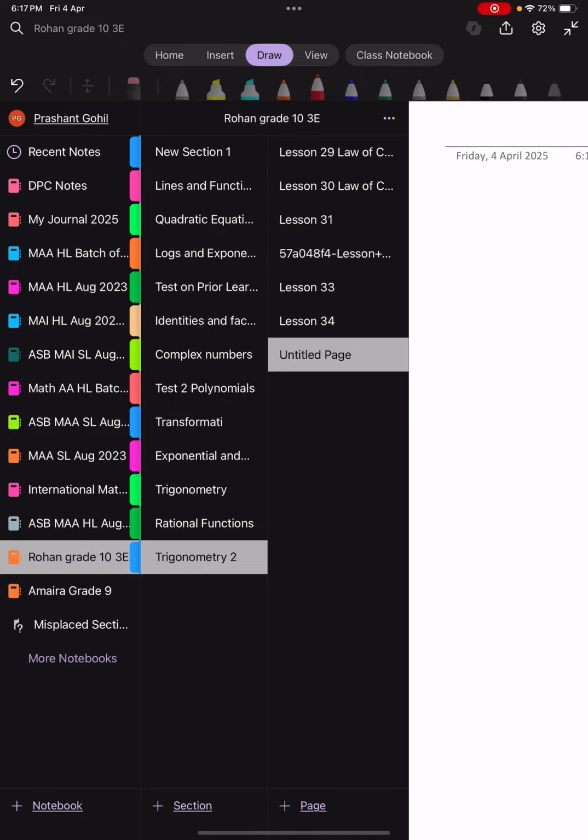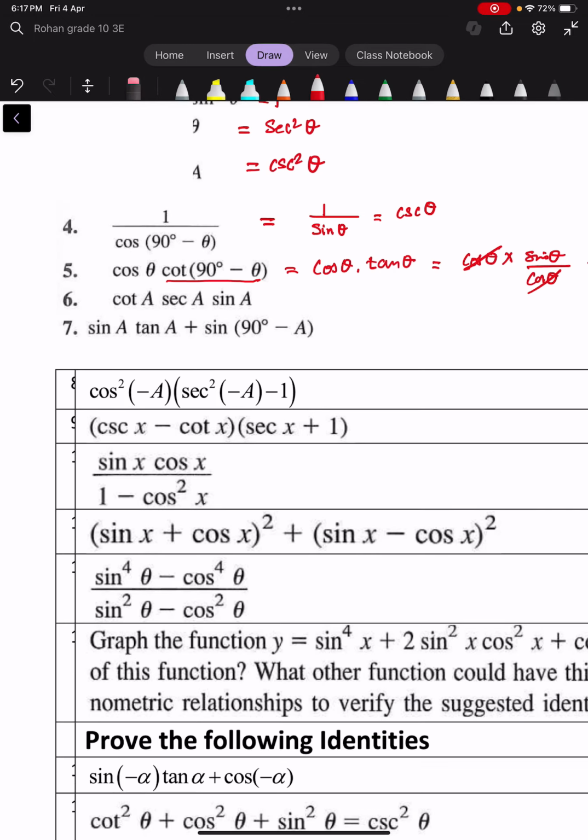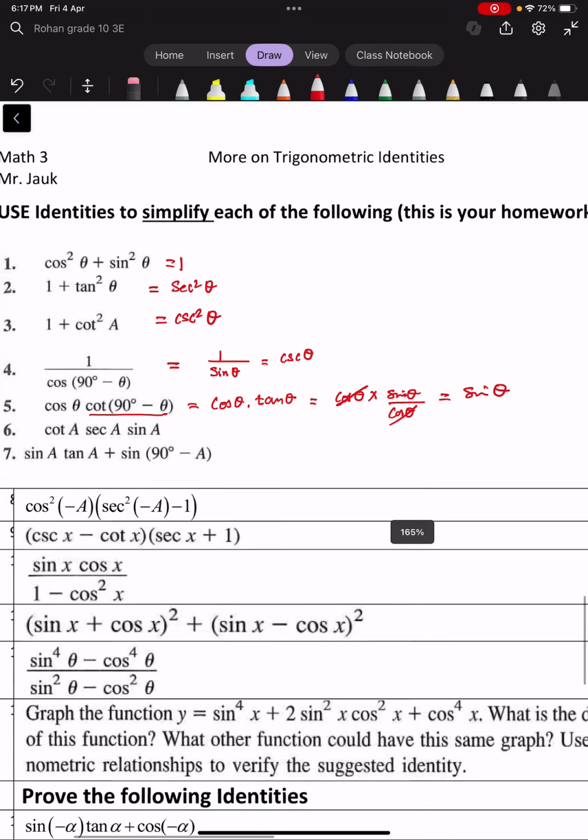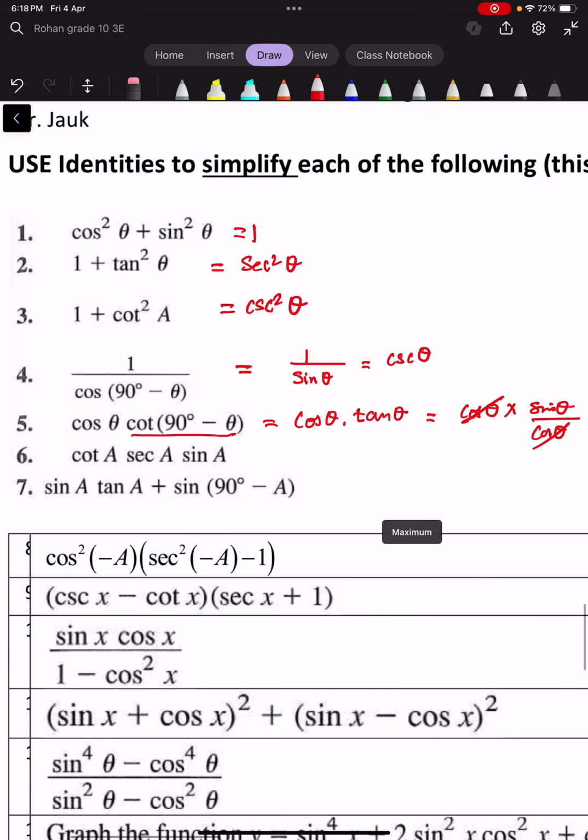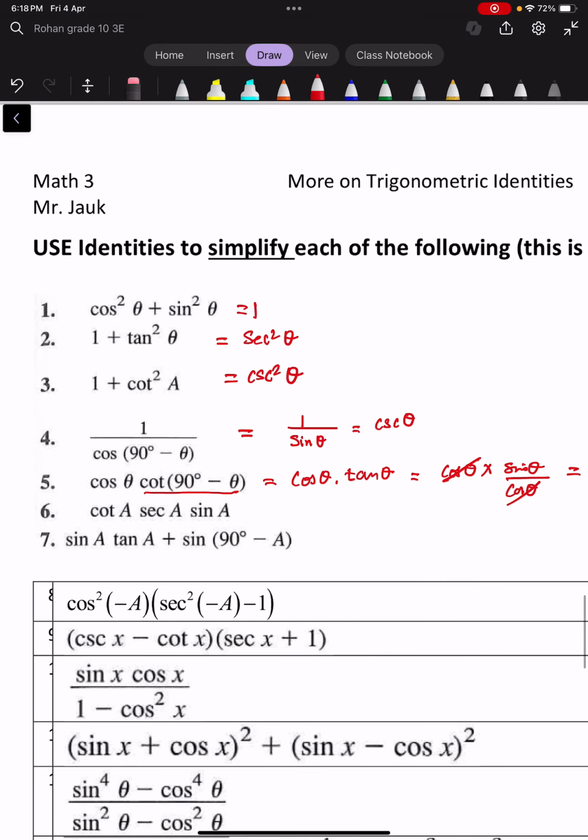So let's start. The first thing that we have to do is the eighth one. We finished the seventh, right? I think so. We did the seventh one last time. No, we have to do the sixth one. Sixth one you have to do. How will you do it?